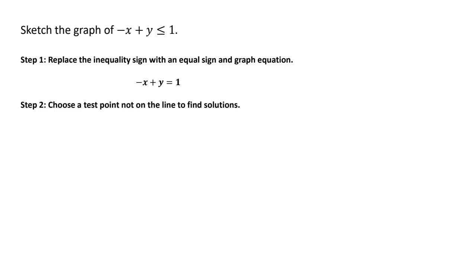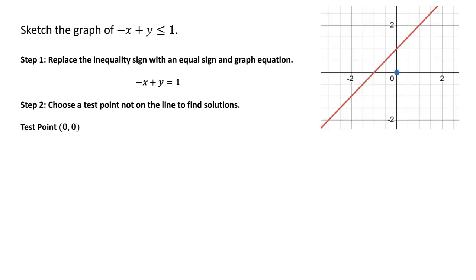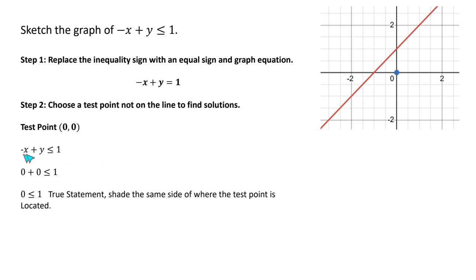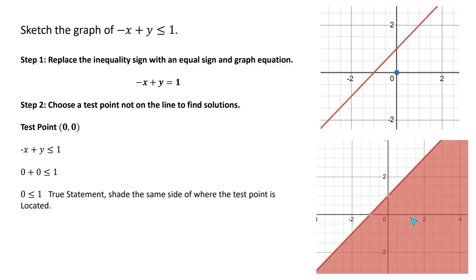Next, we're going to choose a test point. So the test point here that I'm going to choose is 0, 0. If I can use 0, 0, I'm always going to use it because it makes everything so much easier. So 0, 0, I'm going to go ahead and replace that into our inequality. So if x is 0, y is 0, then I get 0 is less than or equal to 1. And that is a true statement. So that means that we're going to shade the same side where the test point is located. And so that graph will look like this here.